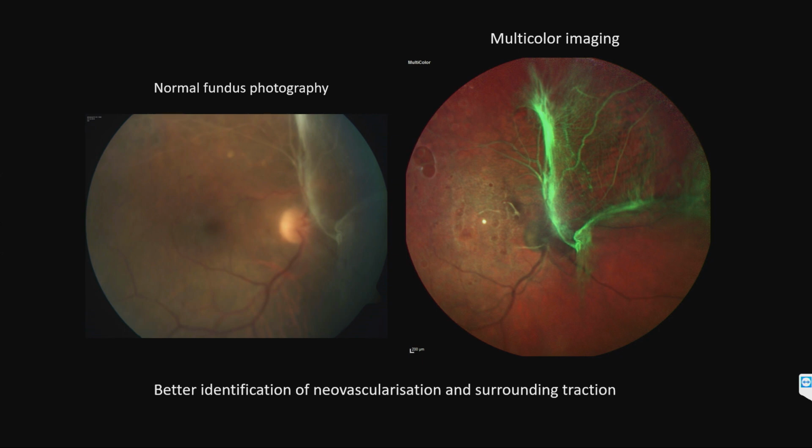In a proliferative diabetic retinopathy, multicolor imaging gives you a better identification of the neovascularization and surrounding traction.